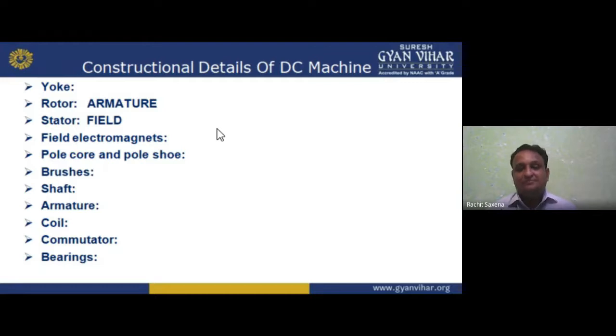So what happens? This is the thing. It rotates, cuts the flux, gives the EMF, and that EMF is carried by the conductor placed in an armature slot. That is winding. So the EMF is induced as per the Faraday law of electromagnetic induction in generator. Means we are moving with the help of mechanical input, and it cuts the flux and gives you the electrical output.